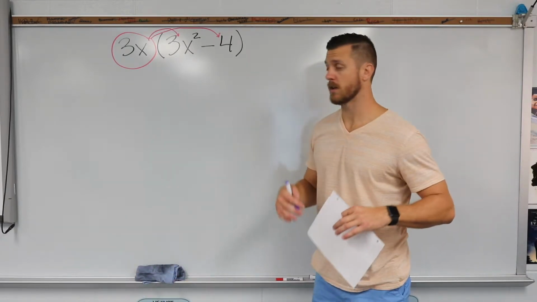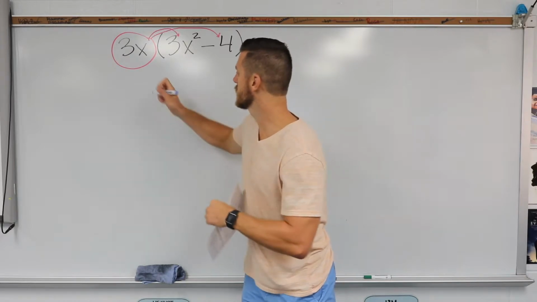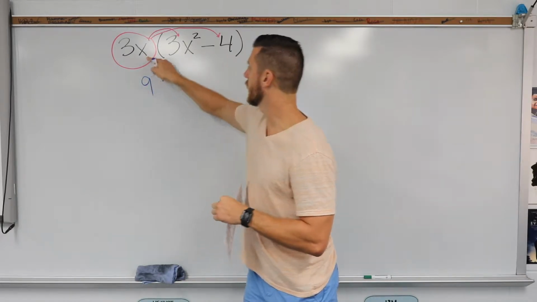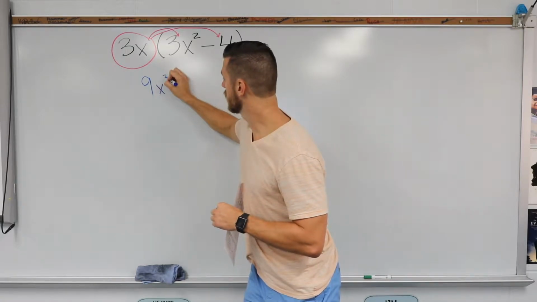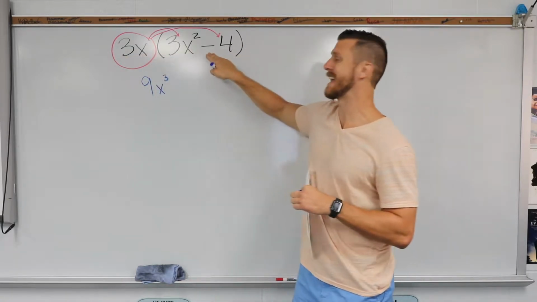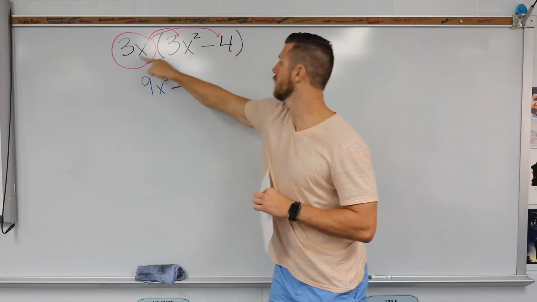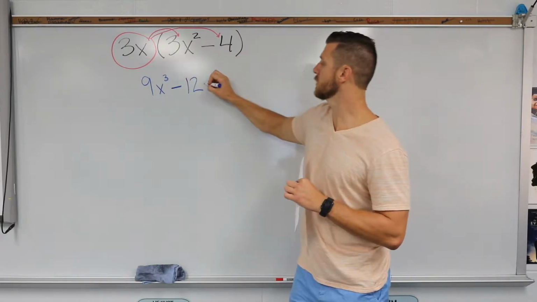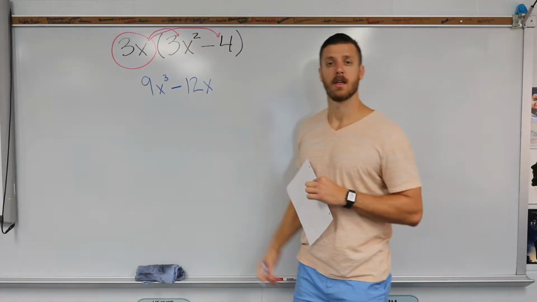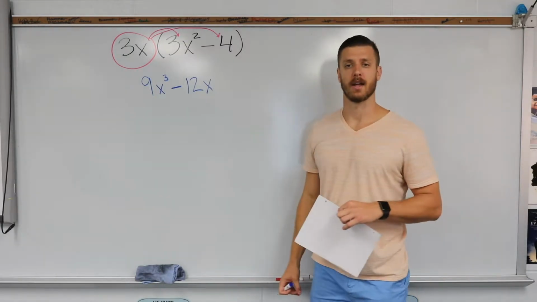So the simplified answer would be, well, 3 times 3 is 9. x times x squared is x cubed. 3x times a negative, or minus 4, would be a minus. 3 times 4 is 12. No x to multiply over here, so you just leave it at the end. That is it. That's the distributive method. Y'all know how to do that.